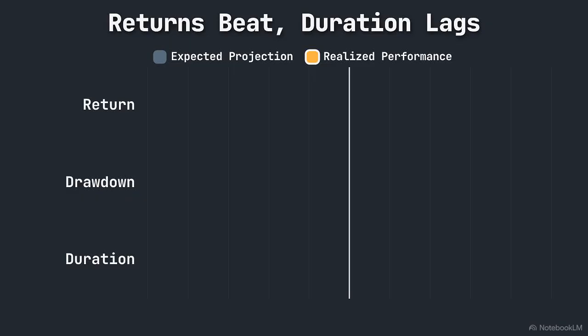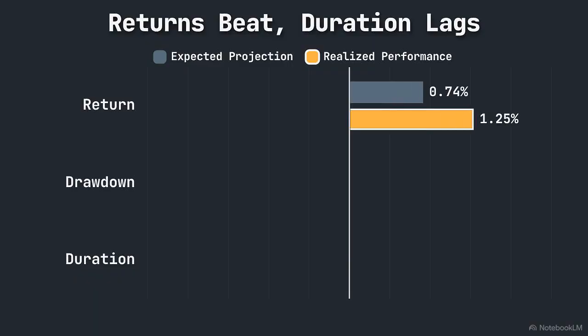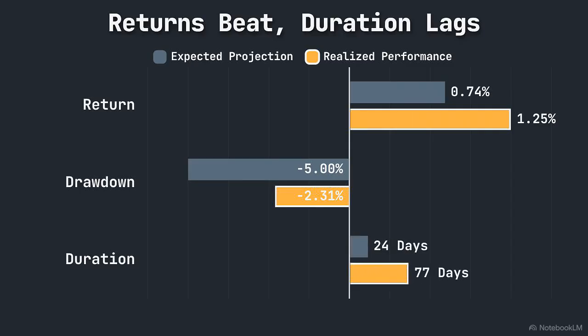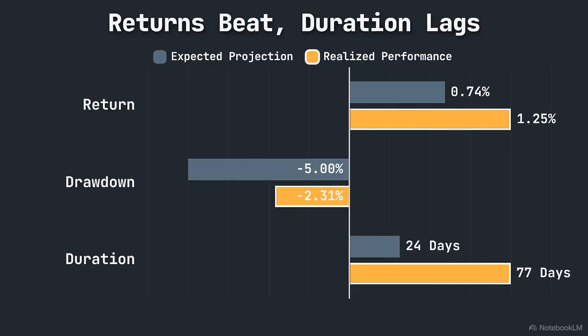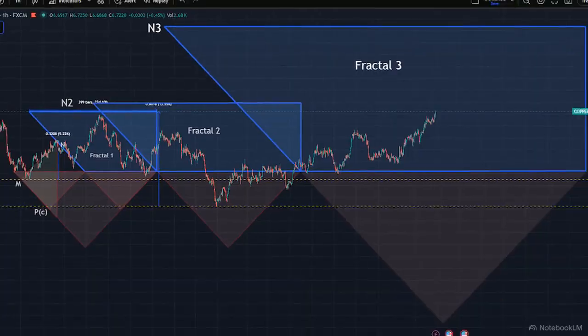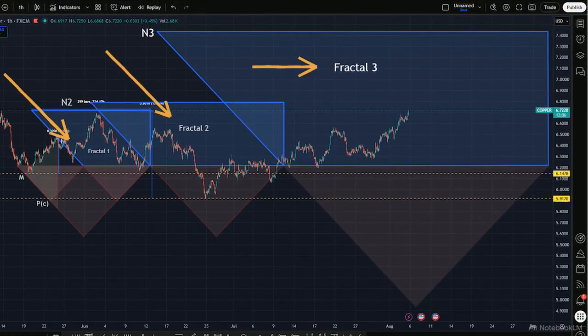Comparing metrics, the 0.74% expected return was outpaced by a 1.25% realized return. Expected drawdown was -5%, while realized drawdown logged safely at -2.31%. Finally, expected time duration was 24 days, whereas realized time spanned 77 days. As this cycle formally ends, new independent geometric structures, labeled here as fractal 1, 2, and 3, immediately spawn to measure the next segment of price action.